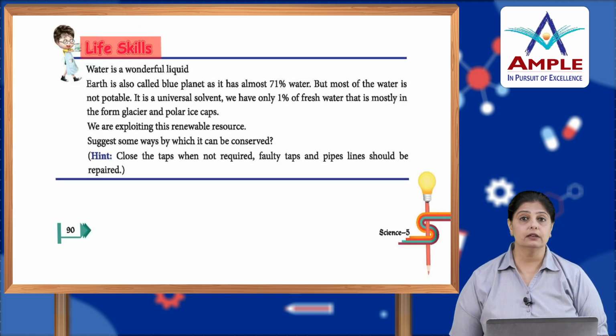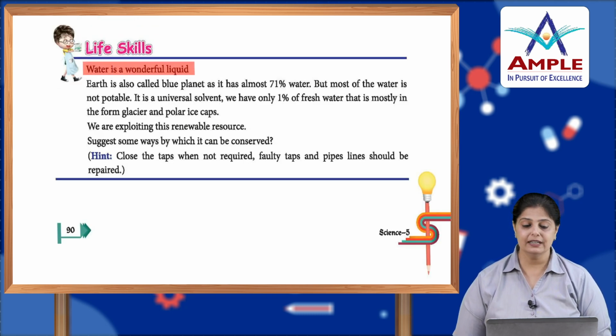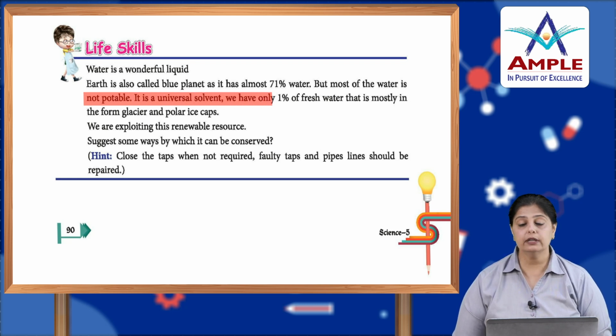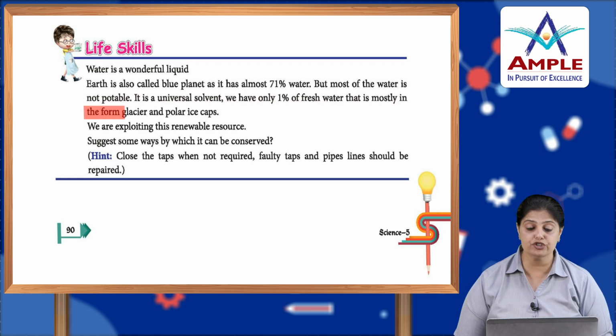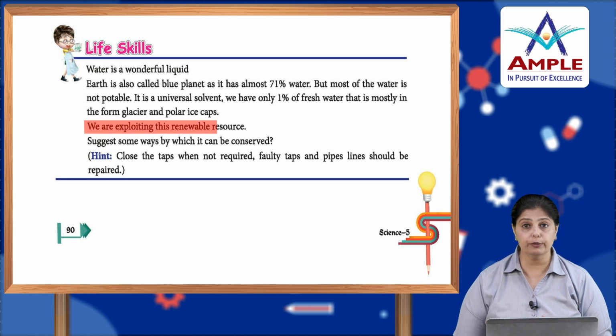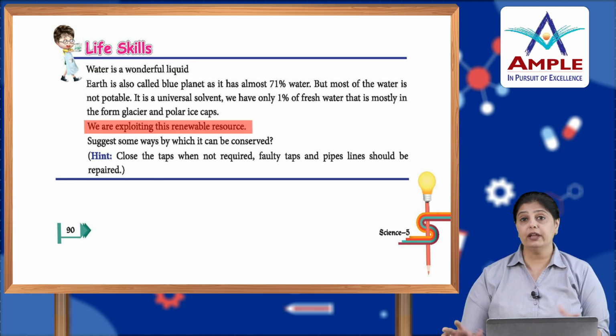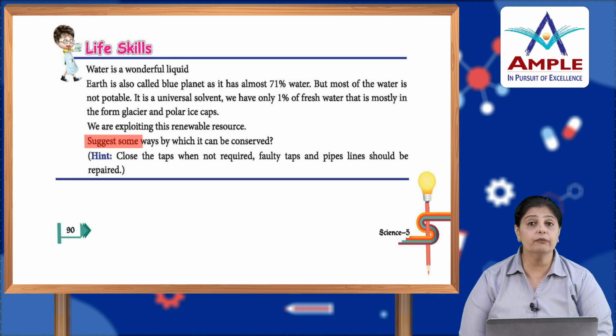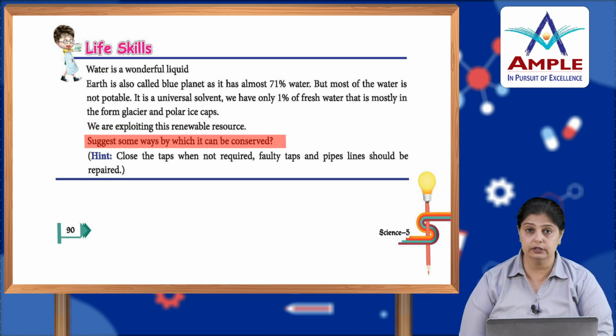Now, life skill. Water is a wonderful liquid. Earth is called the blue planet as it has almost 71% of water, but most of the water is not potable. It is a universal solvent. We have only 1% of fresh water, that is mostly in the form of glaciers and polar ice caps. We are exploiting this renewable source. We are spoiling it, we are overusing it. Suggest some ways by which we can conserve this.